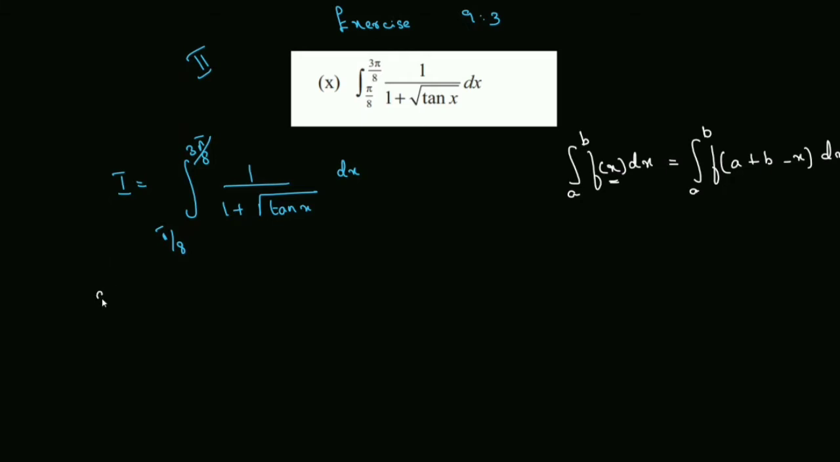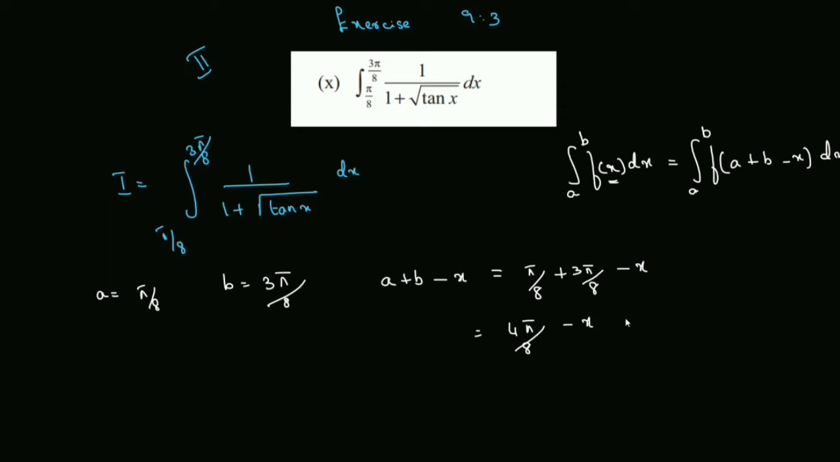So a is the lower limit, pi by 8. B is the upper limit, so that is 3 pi by 8. Let us find a plus b minus x. What is a plus b? Pi by 8 plus 3 pi by 8 minus x. That is equal to 4 pi by 8 minus x, which is pi by 2 minus x. So a plus b minus x is equal to pi by 2 minus x.